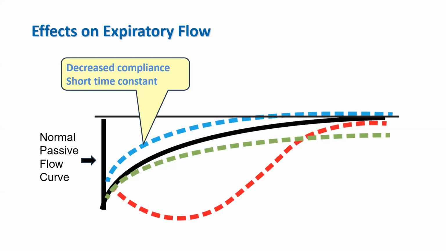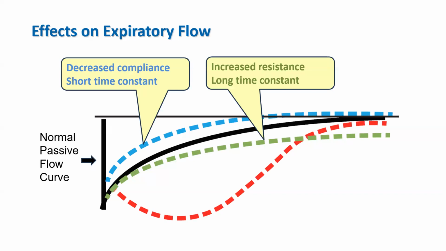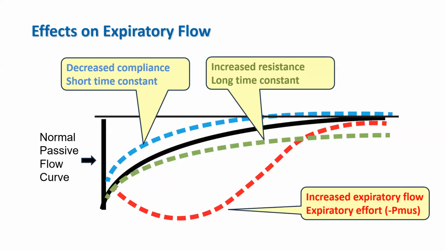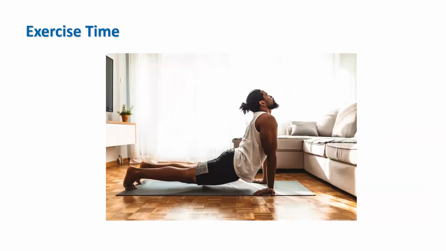Again, decreased compliance means a short time constant, decreased resistance means a long time constant, and increased expiratory flow means PMUS. Okay, let's do some exercises. We have some time for that.